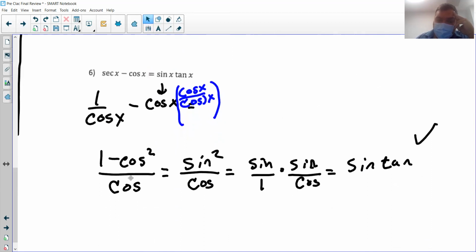This one, I make it a common denominator, so it's 1 minus cosine squared over cosine. 1 minus cosine squared is sine squared. Then I split it, so then I could have sine and cosine to be sine tan.